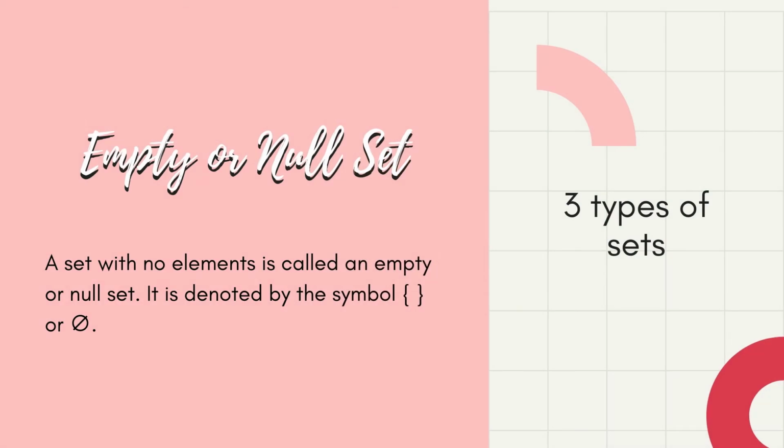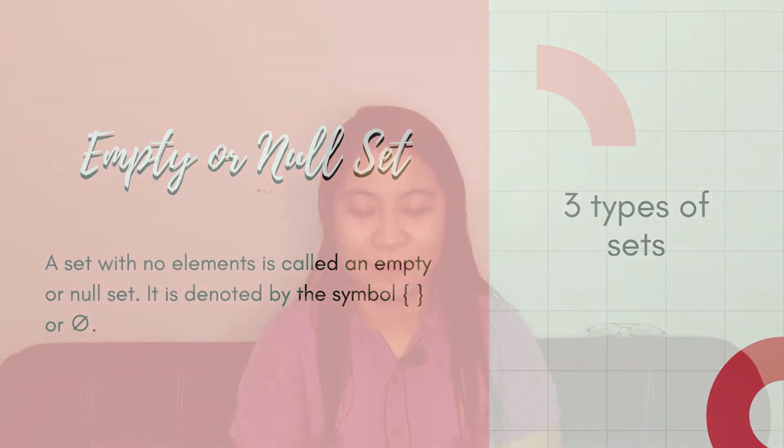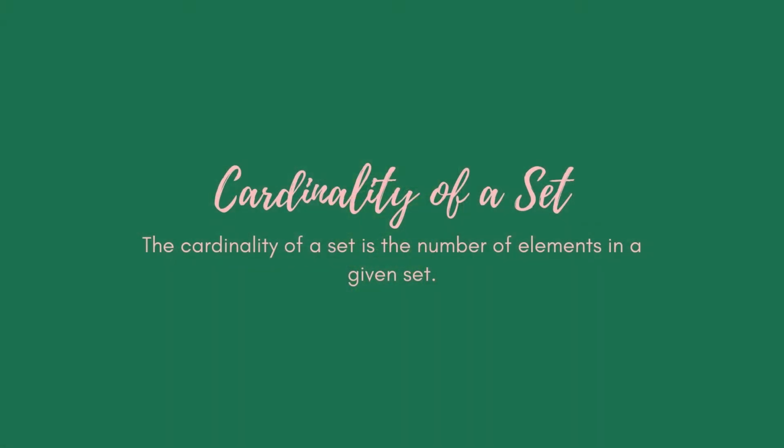And the third type of set is what we call the null set or the empty set. A set with no elements is called an empty or null set. It is denoted by the symbols that you can see on your screen. Now, let's move on to what we call the cardinality of a set. The cardinality of a set is the number of elements in a given set.